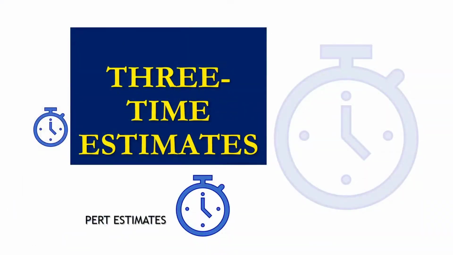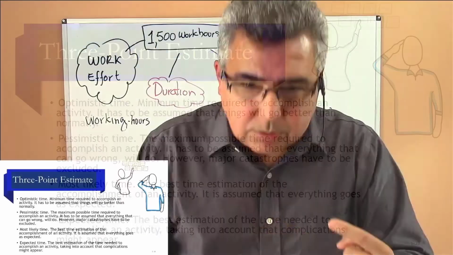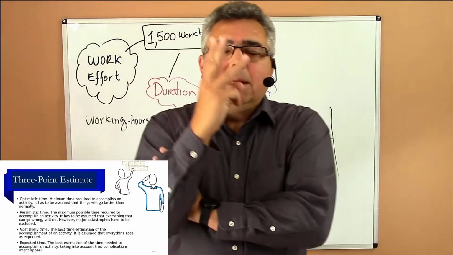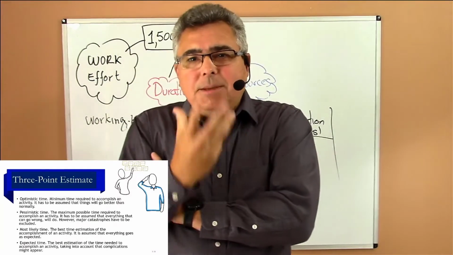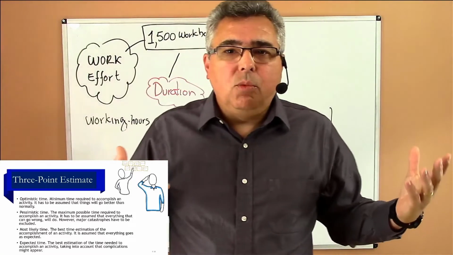But let's see how things work. So 3-point estimate is an estimate in which we use three times. So instead of estimating just once the duration, you estimate 3 times. And that seems important because when you are interviewing someone.